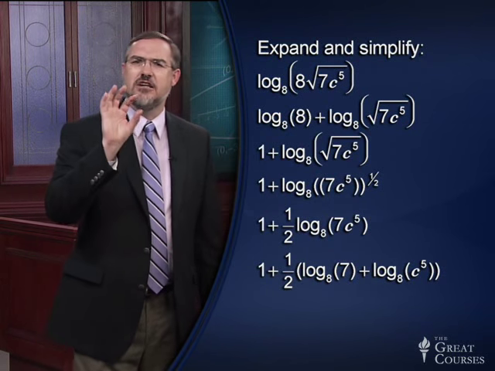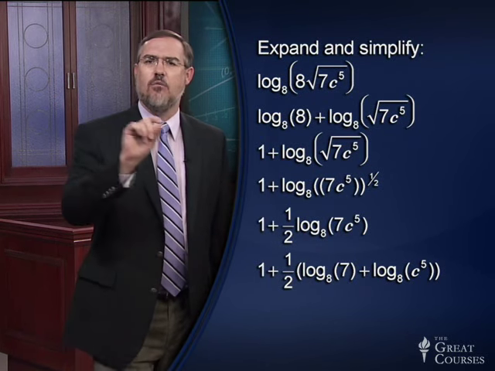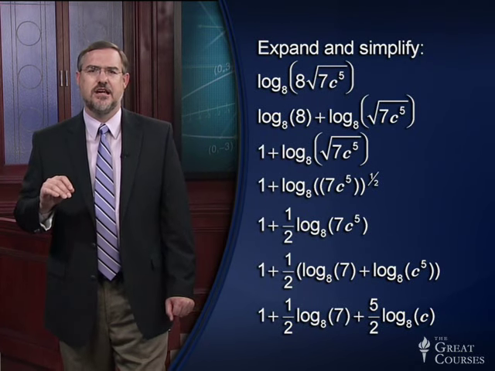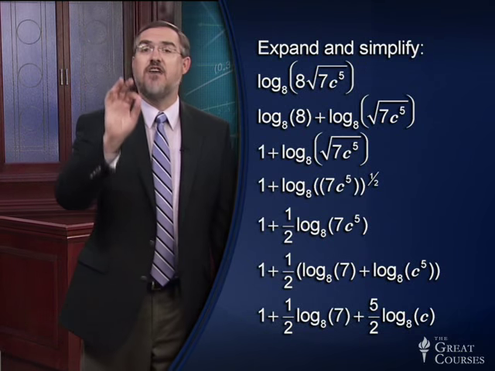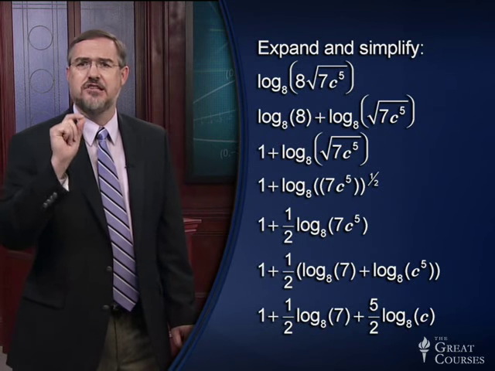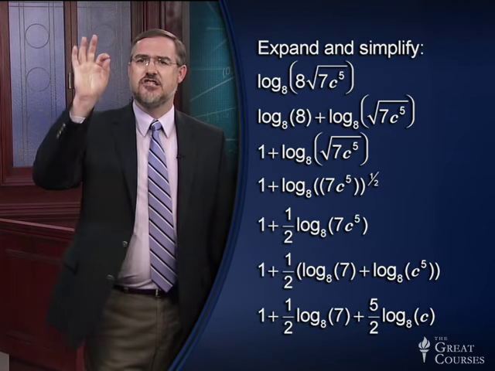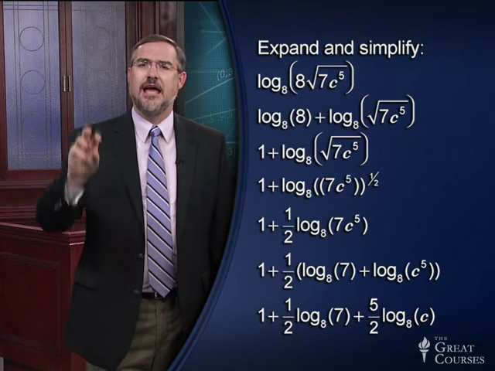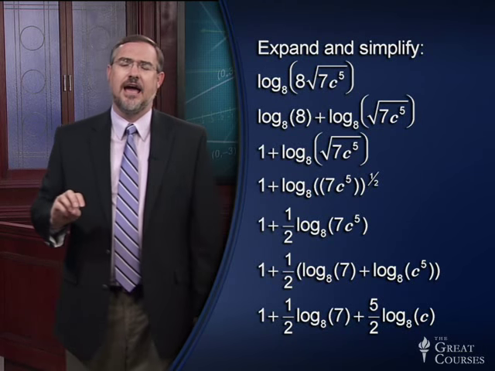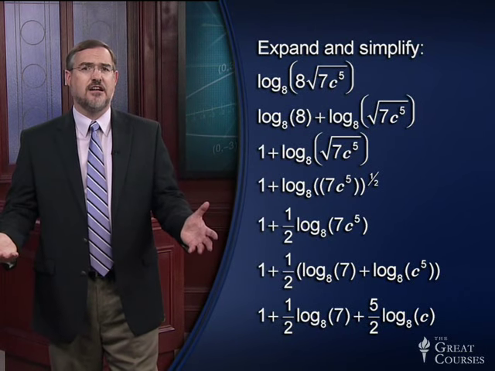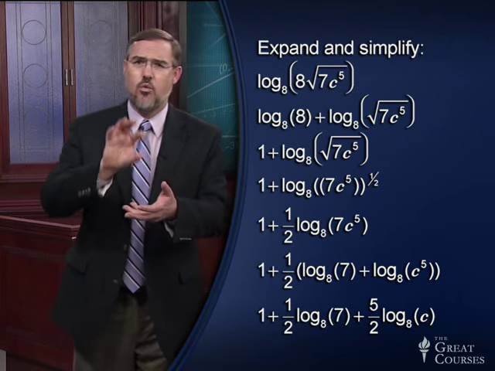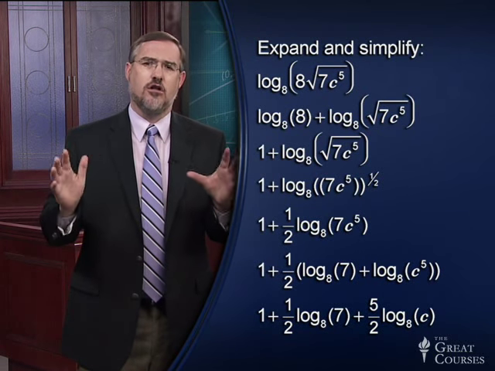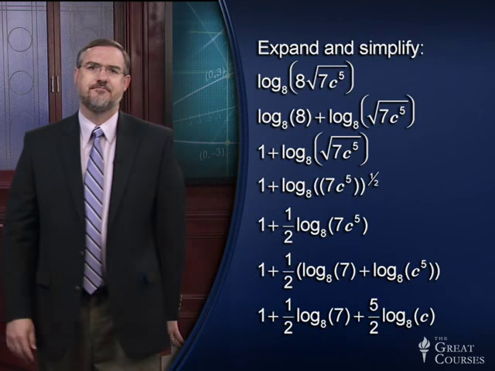And now I can clean this up just a little bit more. Distribute that 1/2 out, and I'll have 1 plus 1/2 log base 8 of 7 plus 5/2 log base 8 of c, because that c to the 5th allows the 5 to come out in front. It multiplies with the 1/2, and I get a 5/2. And that's the final answer. So I split up what looked like one very complicated log into 3 terms, all of which look pretty straightforward.